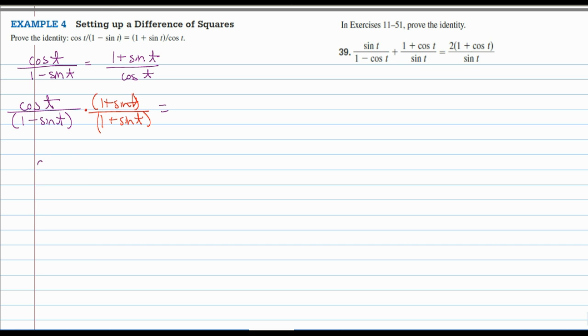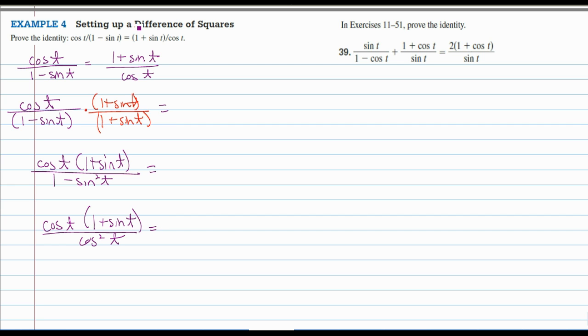So now in the numerator, I have cosine of t times 1 plus sine of t over, and here's our difference of squares, 1 minus sine squared of t. Now, 1 minus sine squared of t by our Pythagorean identities is cosine squared, so I'm going to leave cosine of t times 1 plus sine of t all over cosine squared of t.